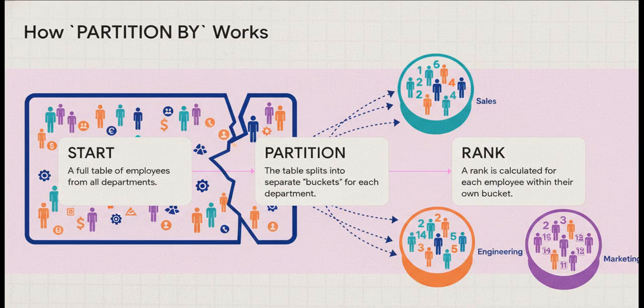So how does it actually work? Well, inside that OVER clause, you use a command called PARTITION BY, and it does exactly what it sounds like. It takes your big table and basically sorts it into virtual buckets or partitions. You've got a bucket for the sales team, a bucket for engineering, and so on. Then the ranking function runs completely independently inside each bucket. That's the whole trick. That's how you get a rank relative to the department, not the entire company.